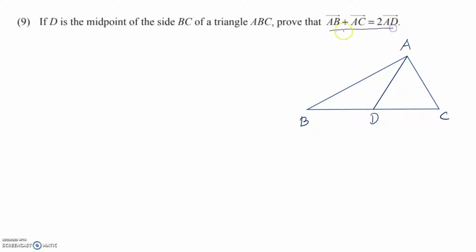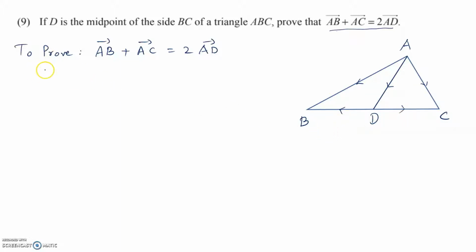So this is what we need to prove. To prove AB plus AC is equal to 2AD, we can define the AB vector in this direction, the vector AC in this direction, and the vector AD in this direction. So let's define 2 more vectors, DB and DC.